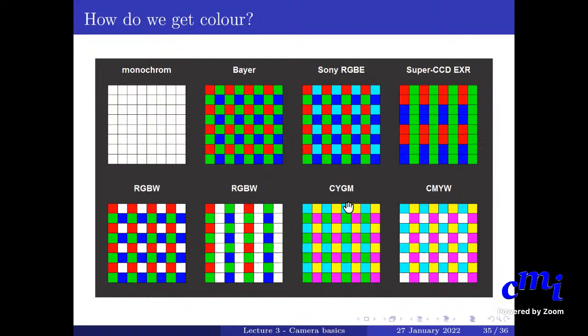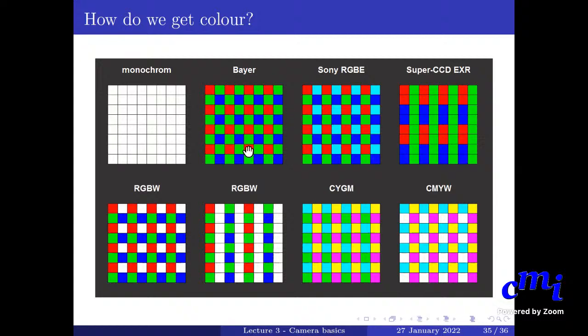This CYGM and CMYW, these are other color spaces. We will talk about color spaces a little later. This is cyan, yellow, green, magenta. This is cyan, magenta, yellow, white. So these are also like RGB. These are also color spaces.